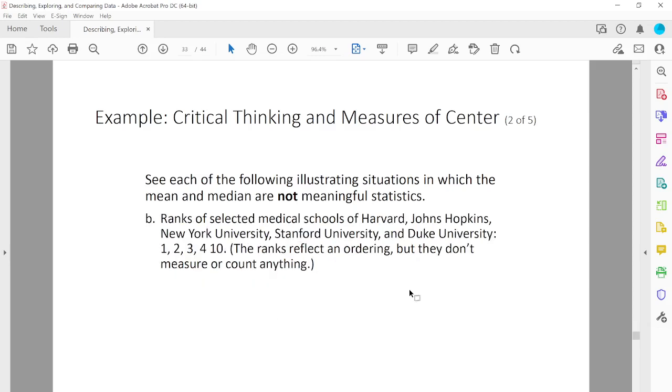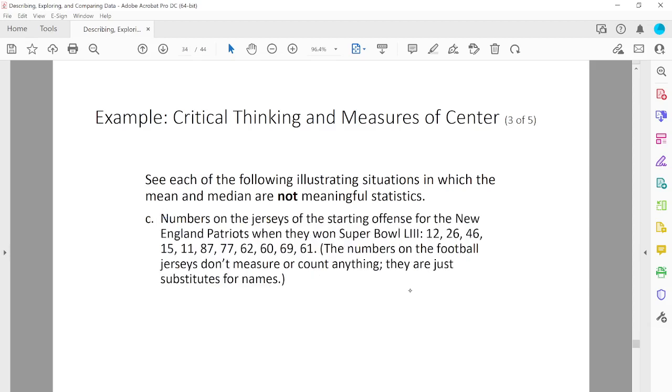Another example: let's say there is a ranking system of different universities. In our example, the medical schools of Harvard, Johns Hopkins, Newark University, Stanford University, and Duke University, and these are the rankings. In this case, finding the measure of center doesn't make sense because you cannot use that information. The ranks reflect an ordering, but they do not measure or count anything.